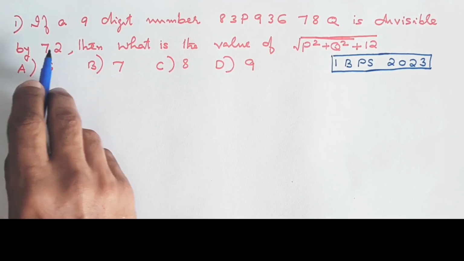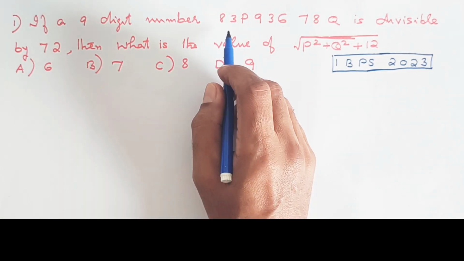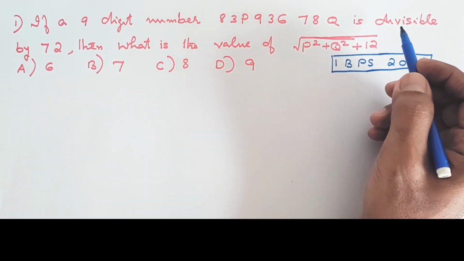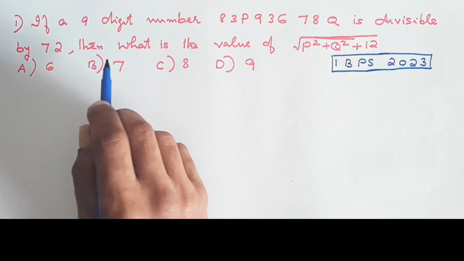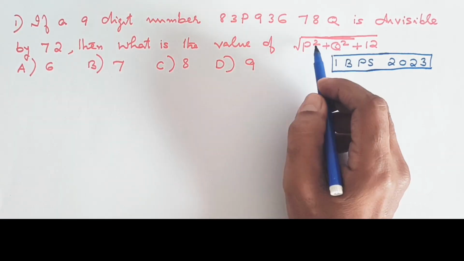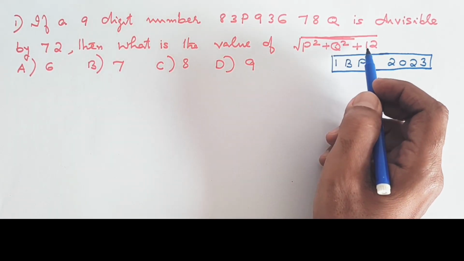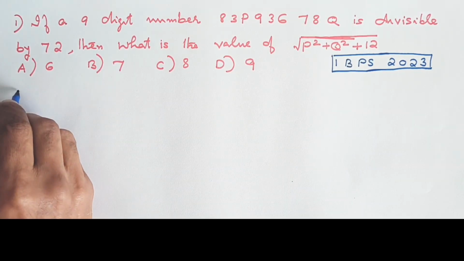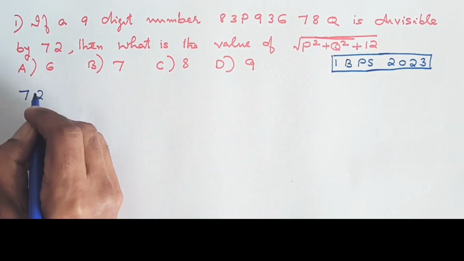The first question is this. If a 9-digit number 83P93678Q is divisible by 72, then what is the value of square root of P square plus Q square plus 12? These are the four options given. The given number is said to be divisible by 72.